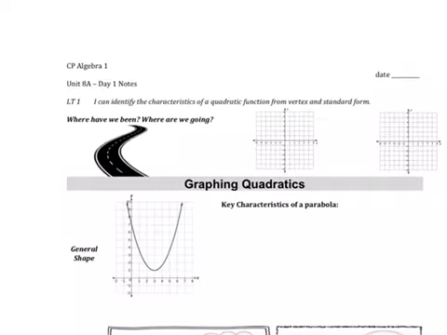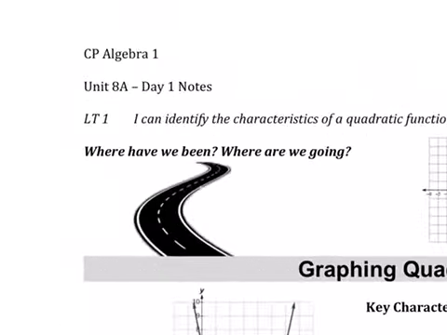Okay, so before we get into that, let's go over what we're going to come away with after today's video. We're going to identify the characteristics of a quadratic function from the vertex and standard form. You guys might remember from yesterday there's two different ways. We're going to get into each of those. But first, let's take a look at this. What do we have? It says, where have we been?